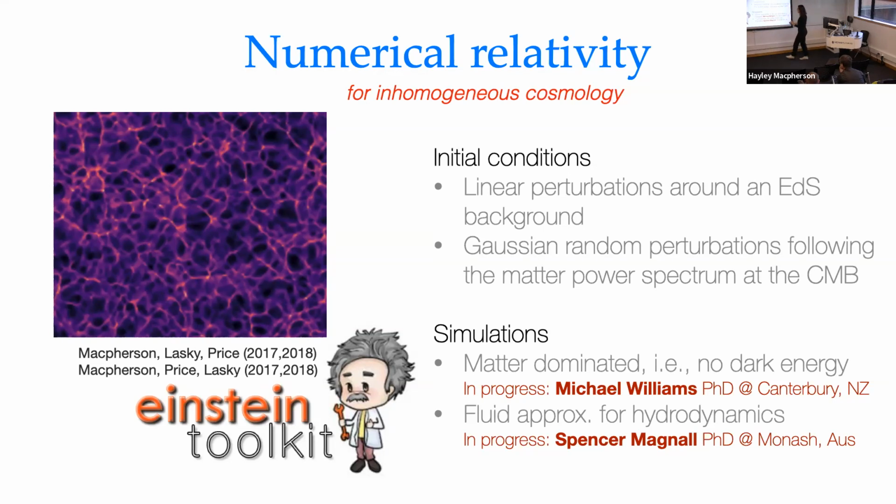During the evolution itself, simulations we use right now are matter dominated. So this means we have no dark energy. And so we're not looking at a lambda CDM universe, we're just looking at a CDM universe. And the reason for this is just because the modules that we use were not built for cosmology. But this is an improvement that is currently in progress. My PhD student, Michael Williams at Canterbury, is working on adding in lambda to these simulations.